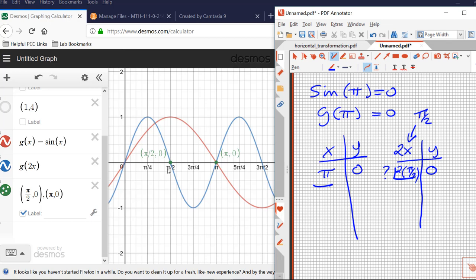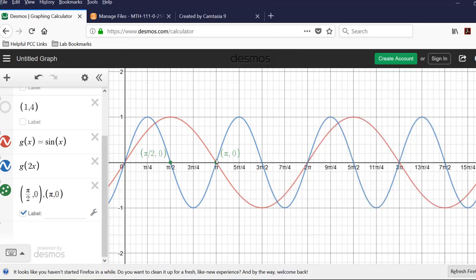And that's exactly what you see happening here. Now, this point that used to be here has now moved over here. When I enter pi over 2 into this function, I all of a sudden get 0 back out. So it's really all about the y value, keeping the y value. What is it that you need to enter now to get that same y value back out?